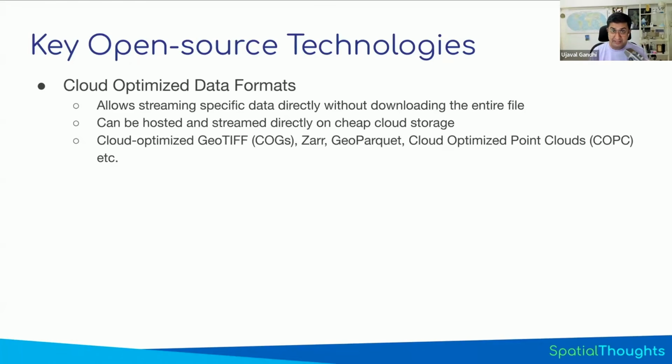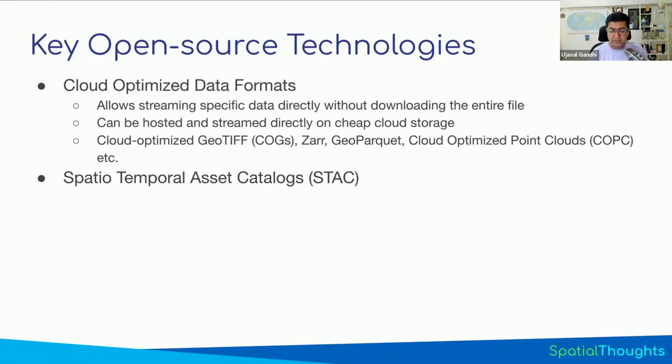Similarly, there are other formats. For example, GeoParquet is a vector-based cloud optimized data format. If you are working with LiDAR data, there is a cloud optimized point cloud format. So these formats allow us to only stream the pieces of data that we need for an analysis, and they can be stored on cheap cloud storage without having a server that is serving and processing those data.